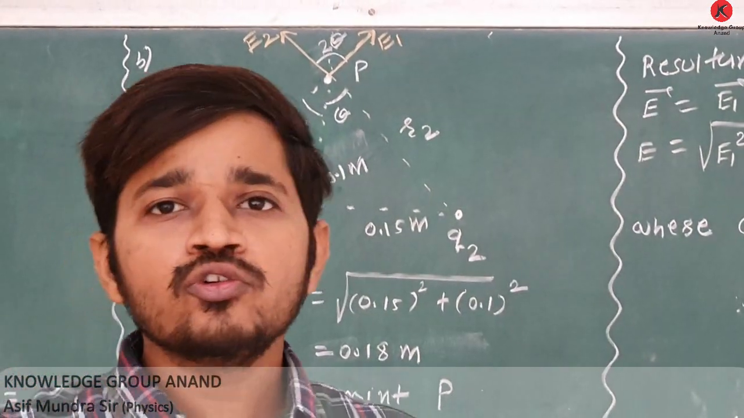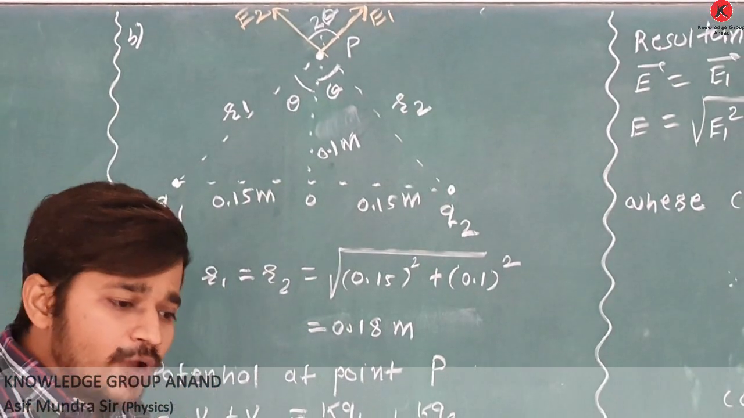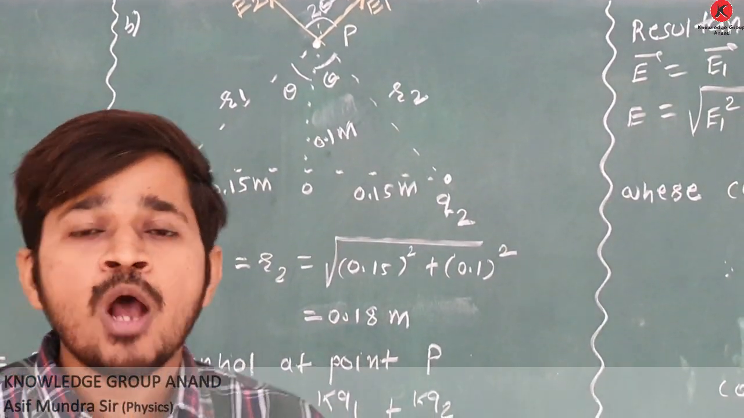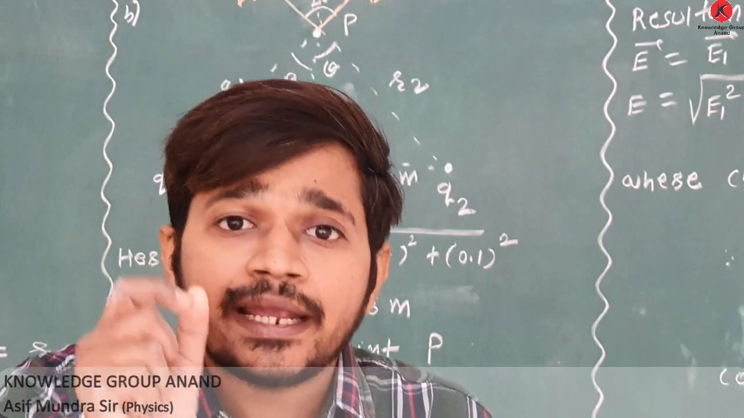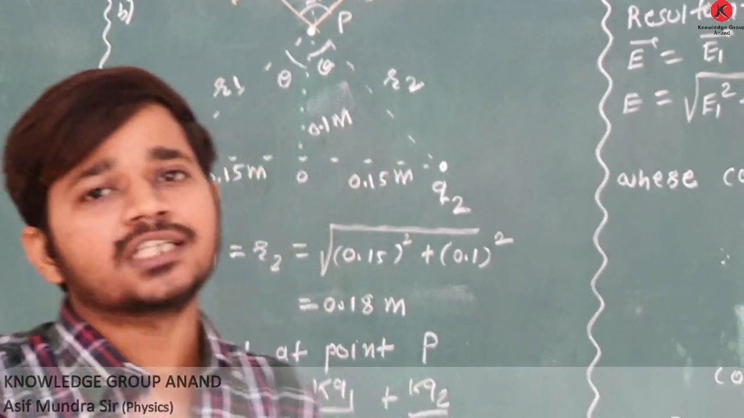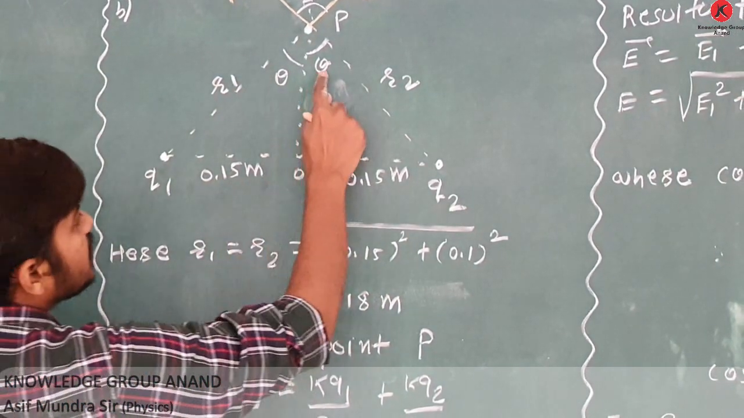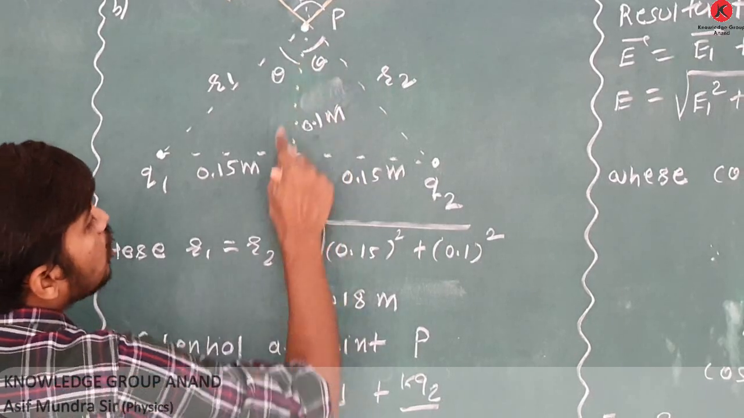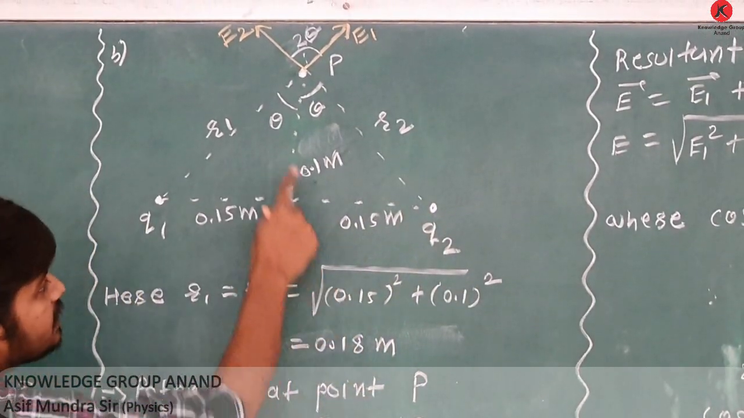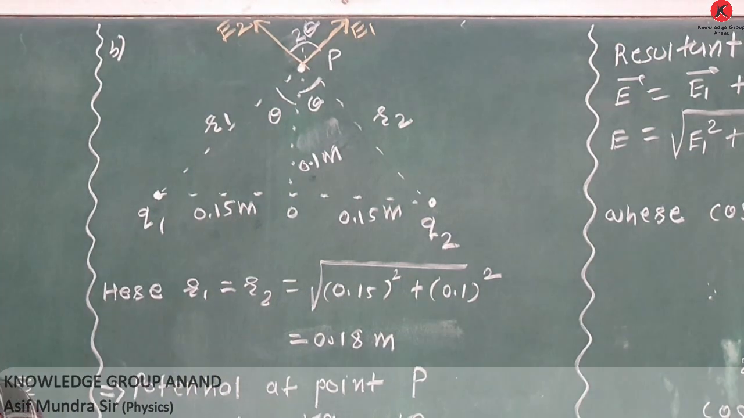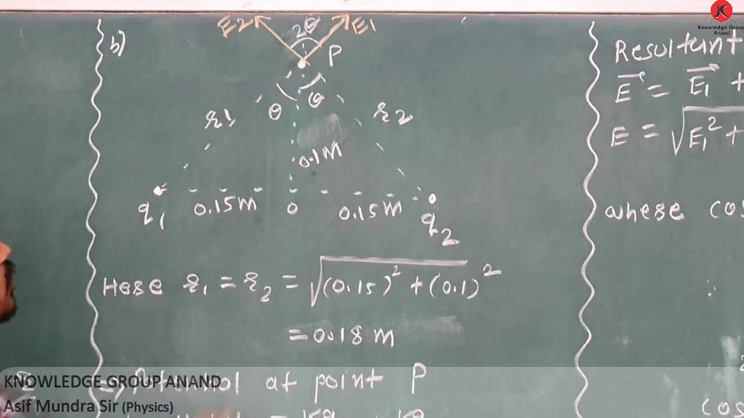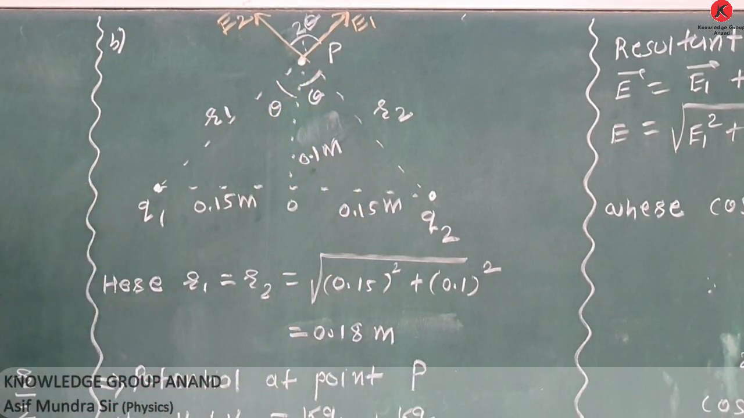So we have to use law of parallelogram. And to apply law of parallelogram, first of all we have to find angle between two vectors. We are assuming this angle is theta. So according to symmetry of figure, we can say this angle is also theta. Okay, so what is this total angle? 2 theta.